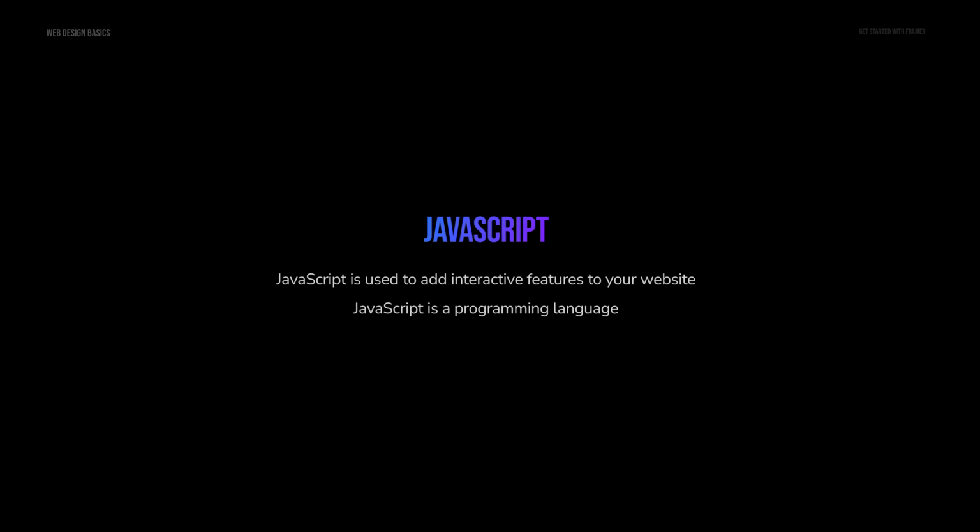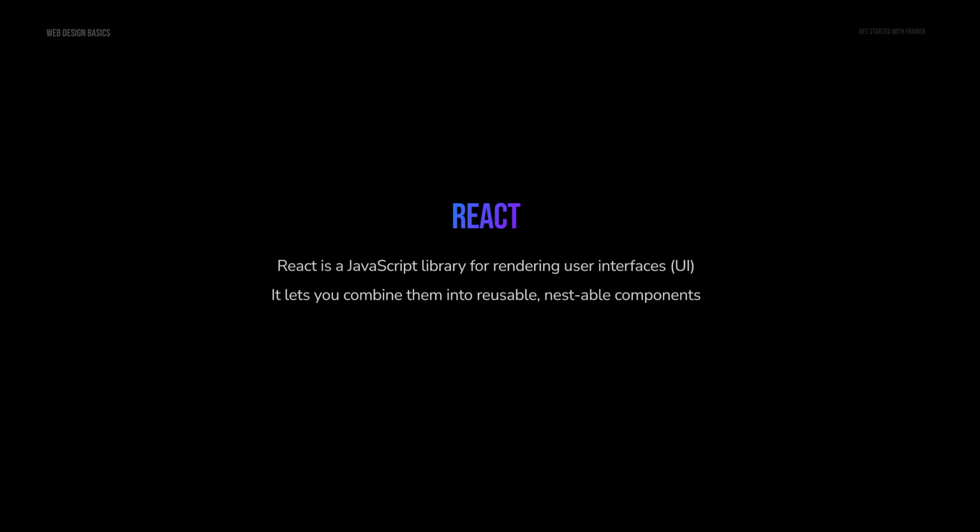JavaScript is used to add interactive features to your website, and JavaScript is a programming language. React is a JavaScript library for rendering user interfaces, or UI, and it lets you combine them into reusable, nestable components. And the Framer canvas is based on the document object model and rendered with React.